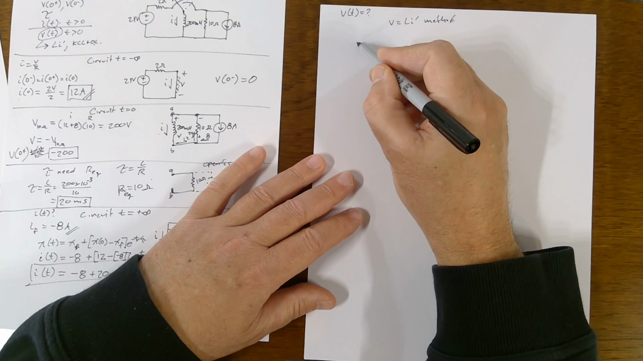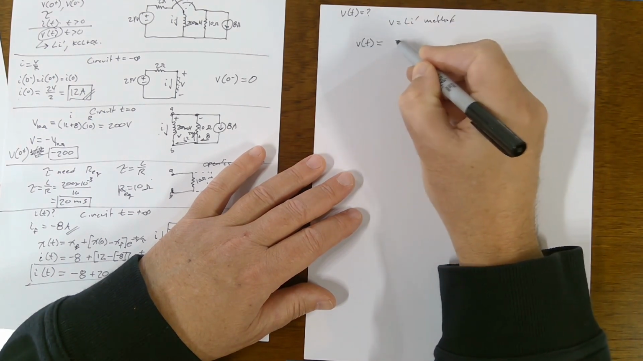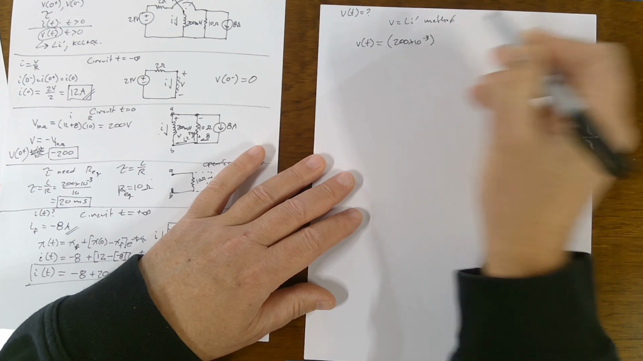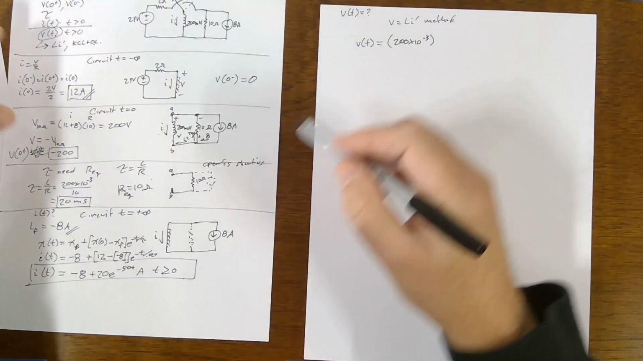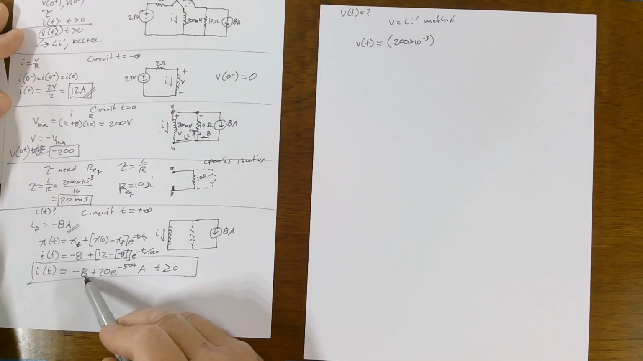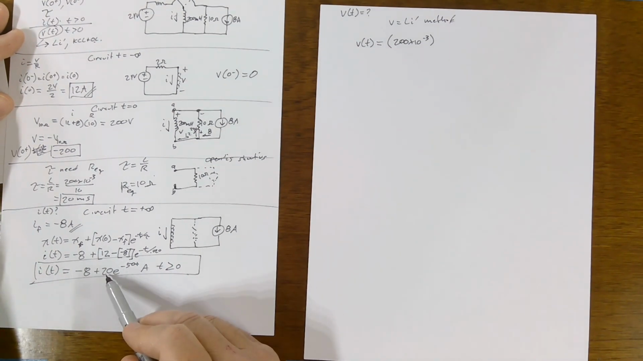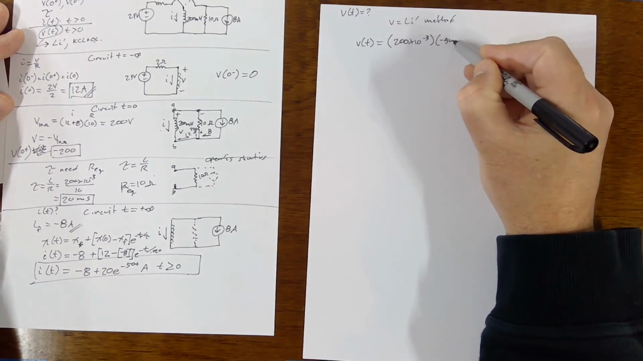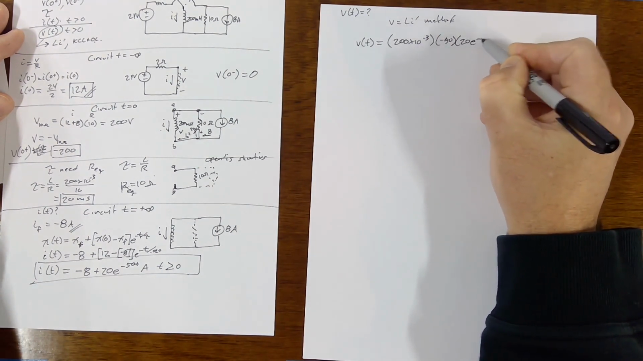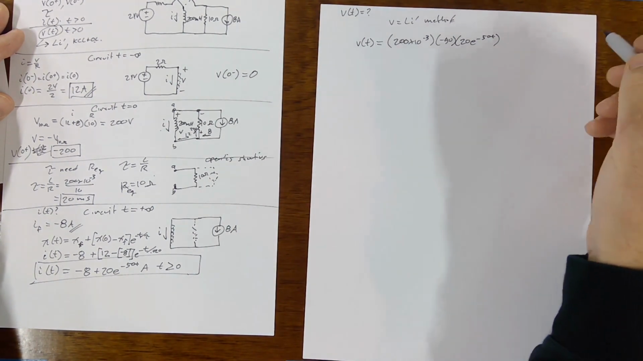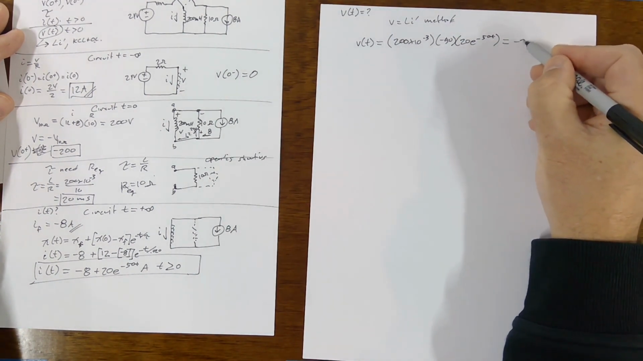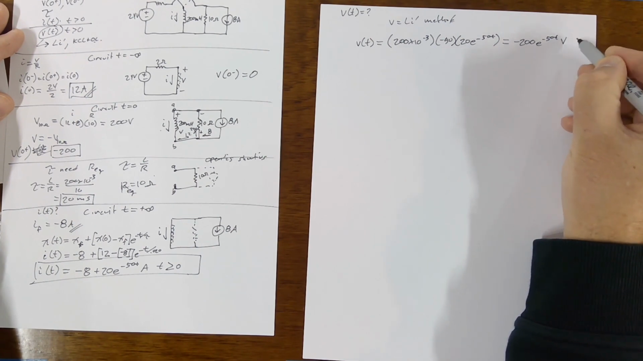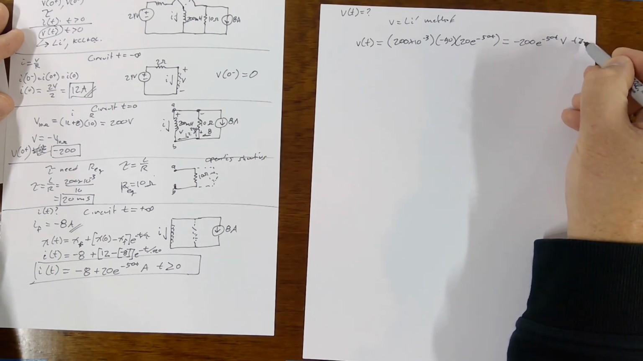V of t is just L, 200 millihenries, and then i prime. The derivative of 8 is 0, and the derivative of 20 e to the minus 50 t is minus 50 times 20 e to the minus 50 t, which is just minus 200 e to the minus 50 t volts for t greater than or equal to 0.